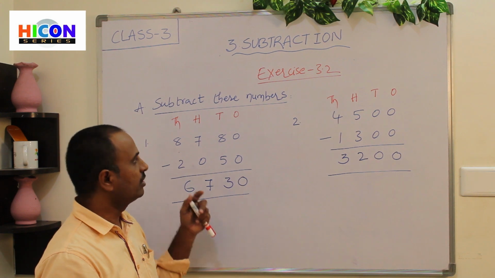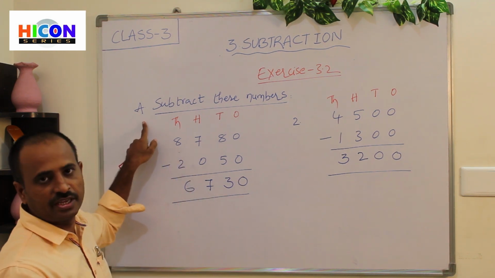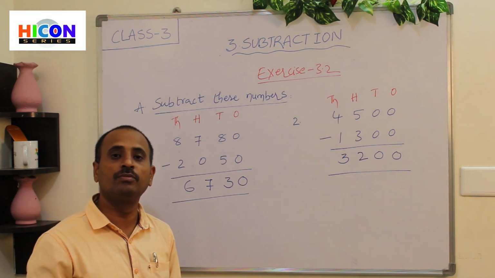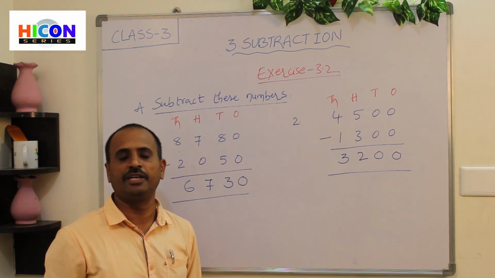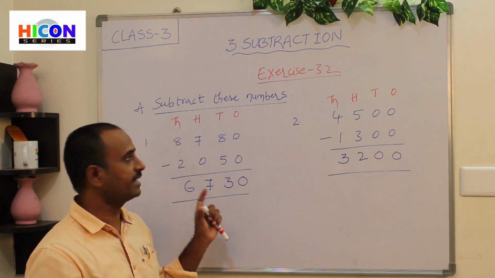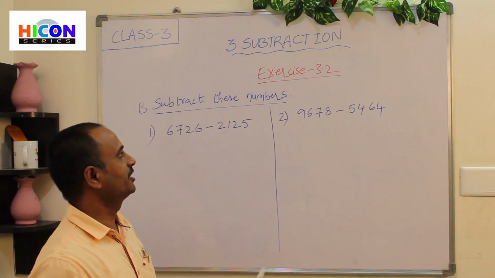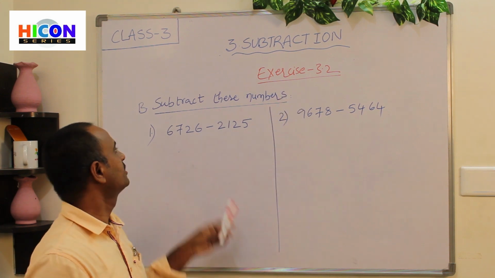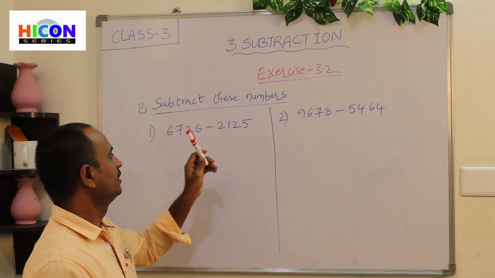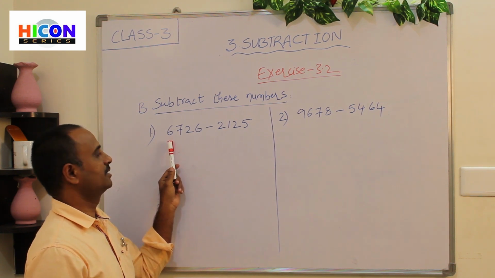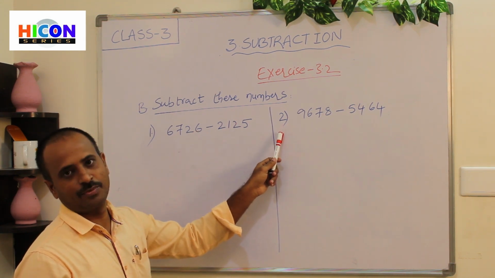So there are some more problems in this section A. Practice the remaining problems in this section at your home, which are given in your PDF. Now go to the second section in this exercise, exercise 3.2. Please subtract these numbers. There are 2 problems given. This is the first problem, this is the second problem.